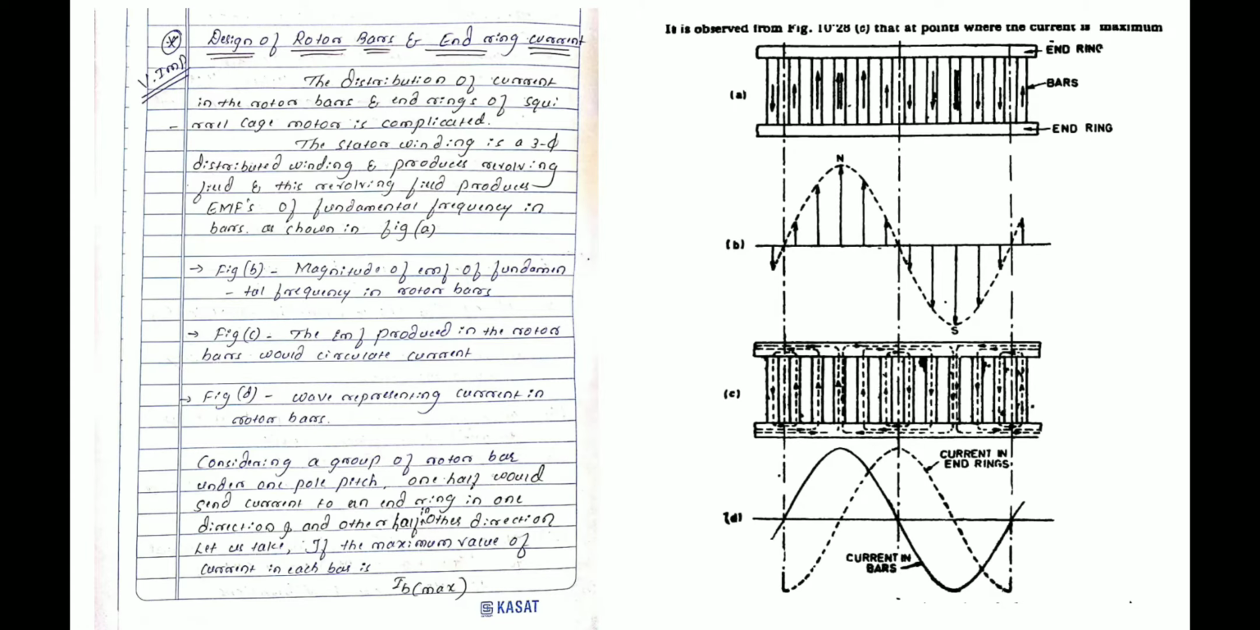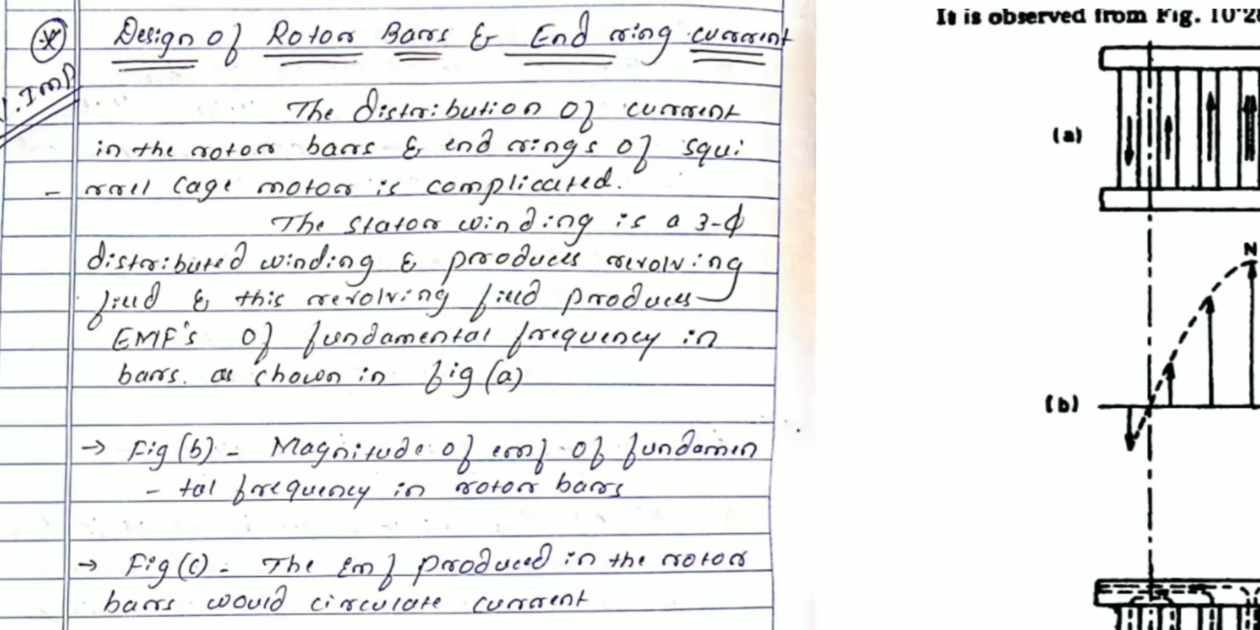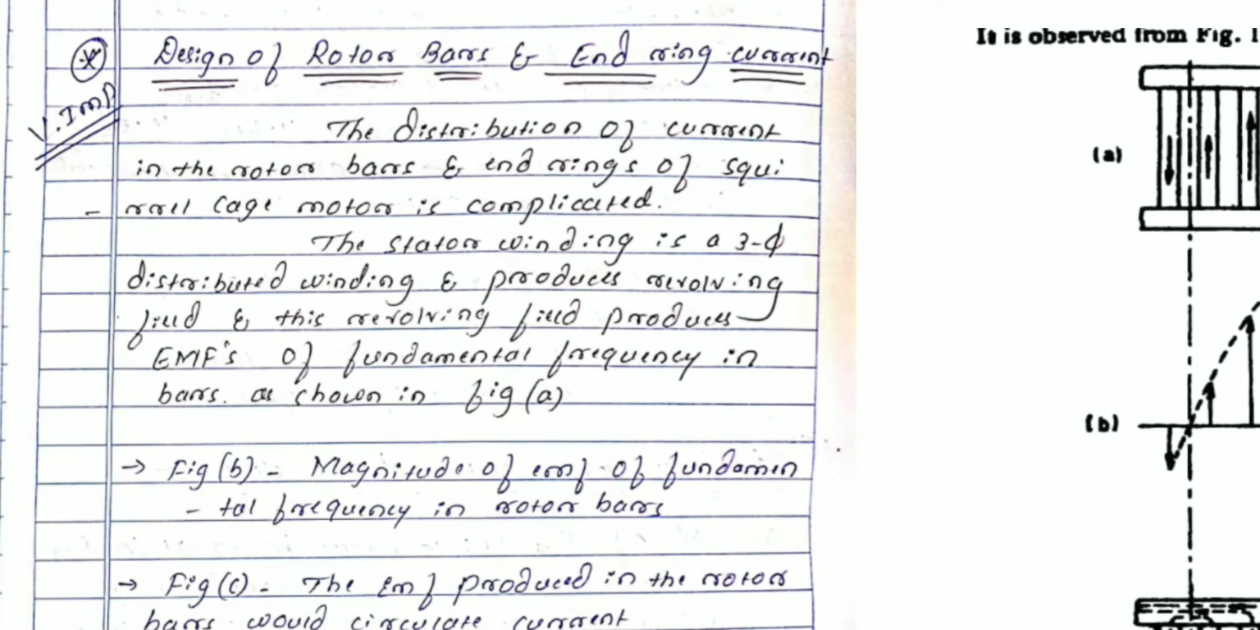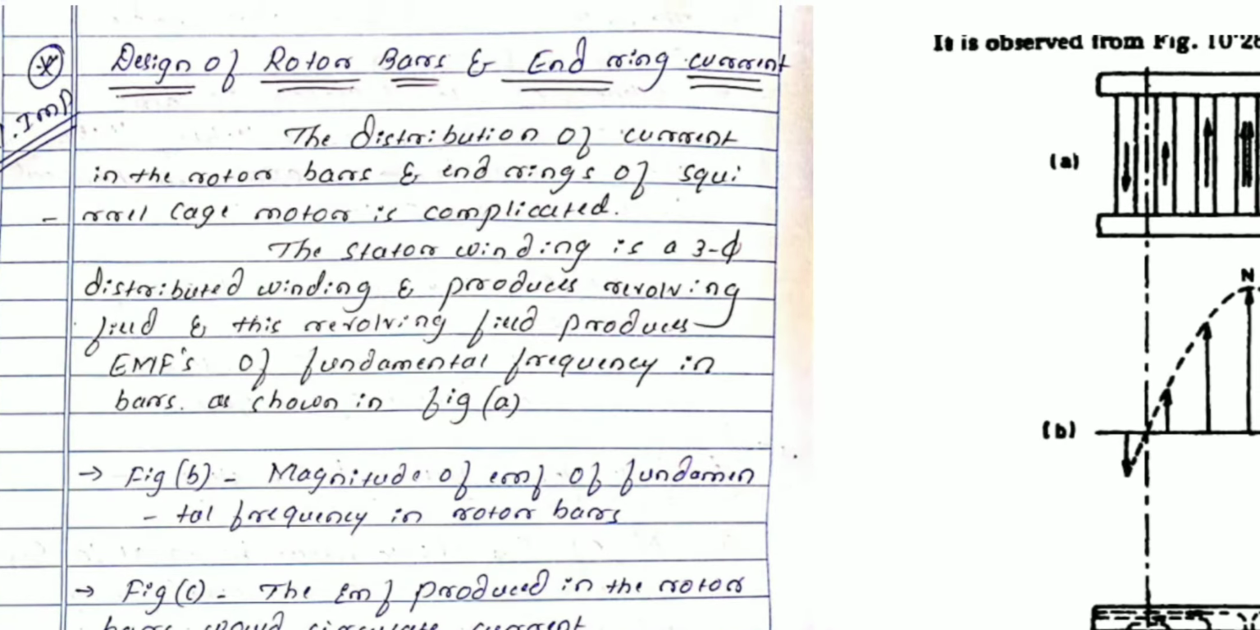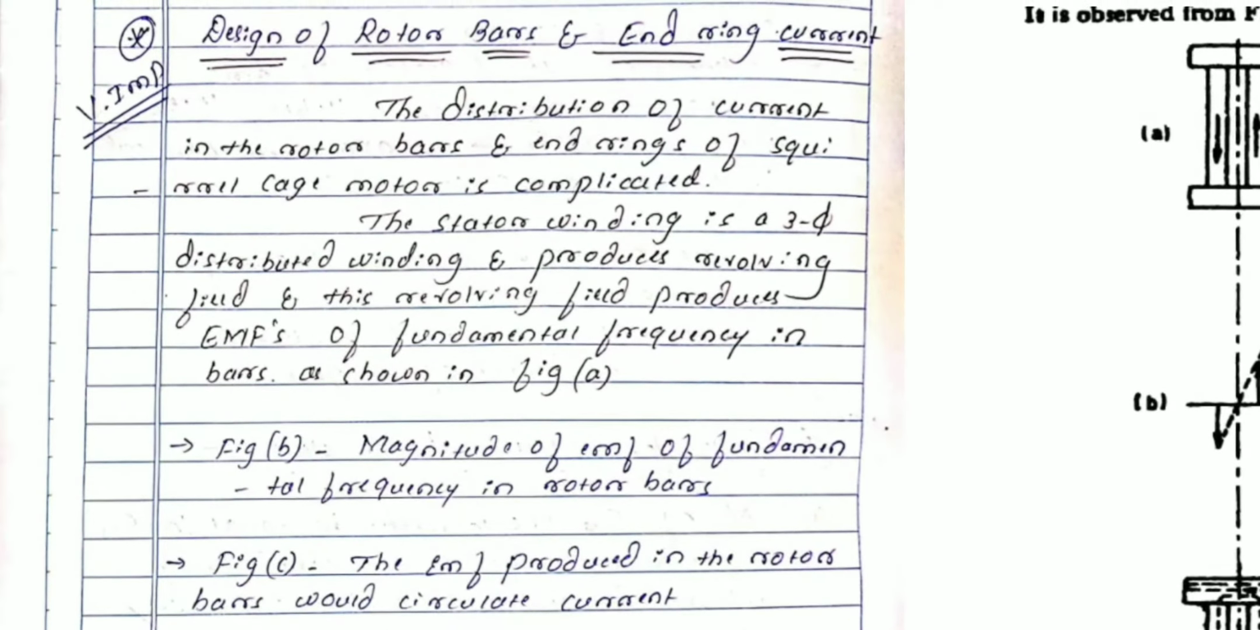So this is the derivation of this one. The first thing is what I said here: the distribution of this current in the rotor as well as the end rings of a squirrel cage motor is a very complicated process.